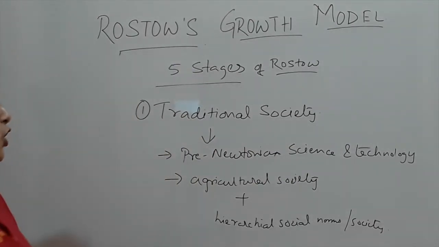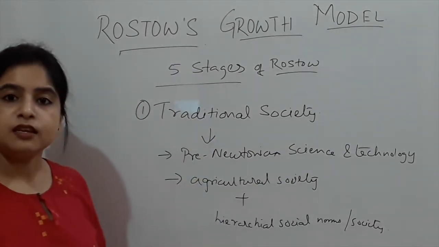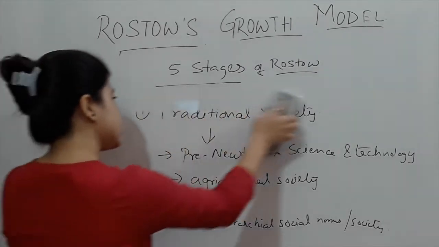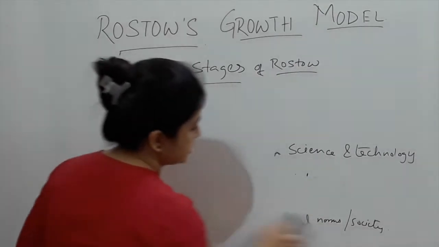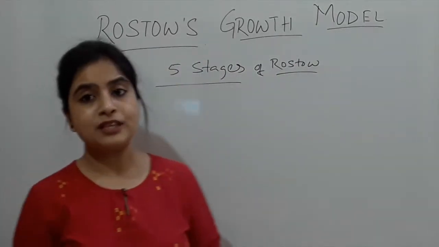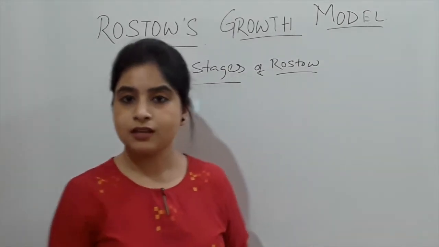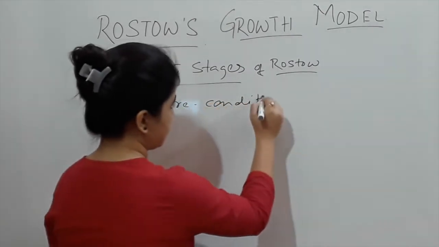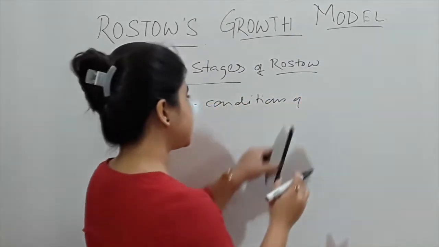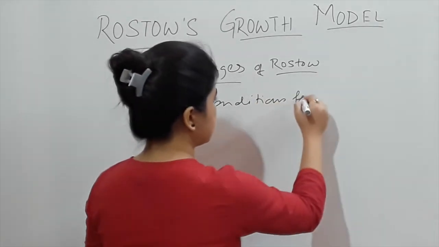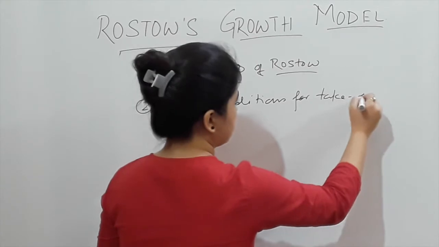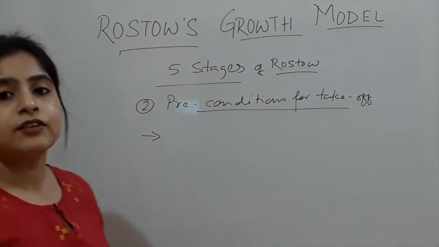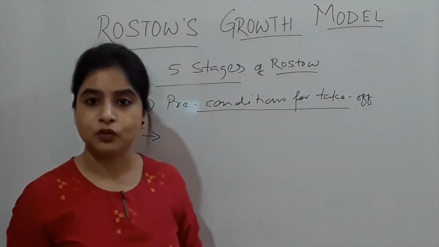Okay, so in short, the traditional society can be described in few words like this. Now let's move to the second stage of the stages of growth. Now the second stage is the preconditions for takeoff, right? Now, how can we characterize this stage of Rostow's stages of growth?